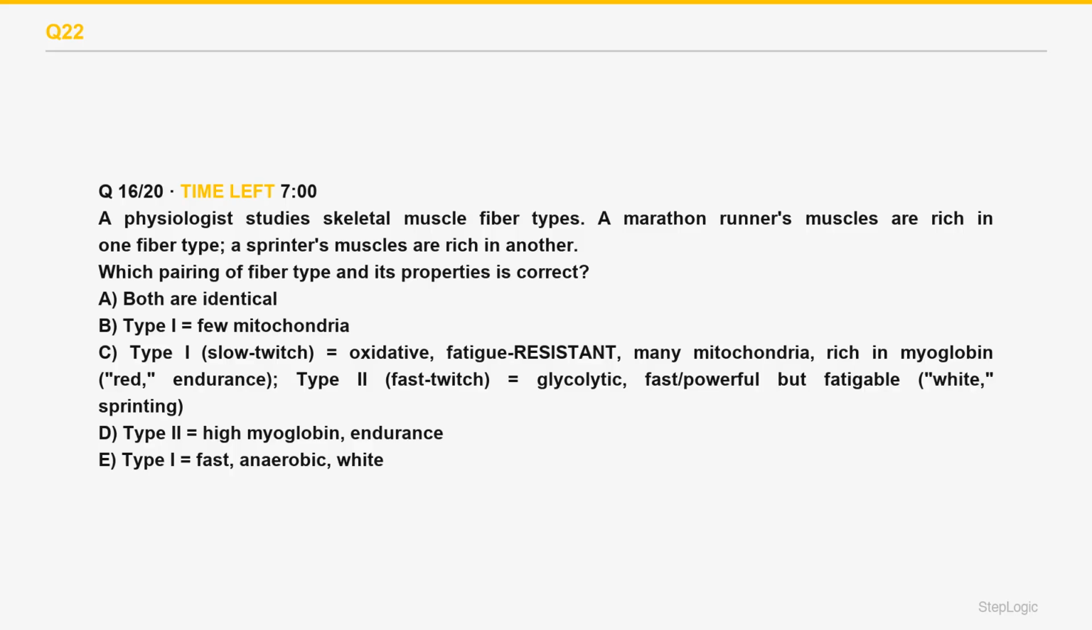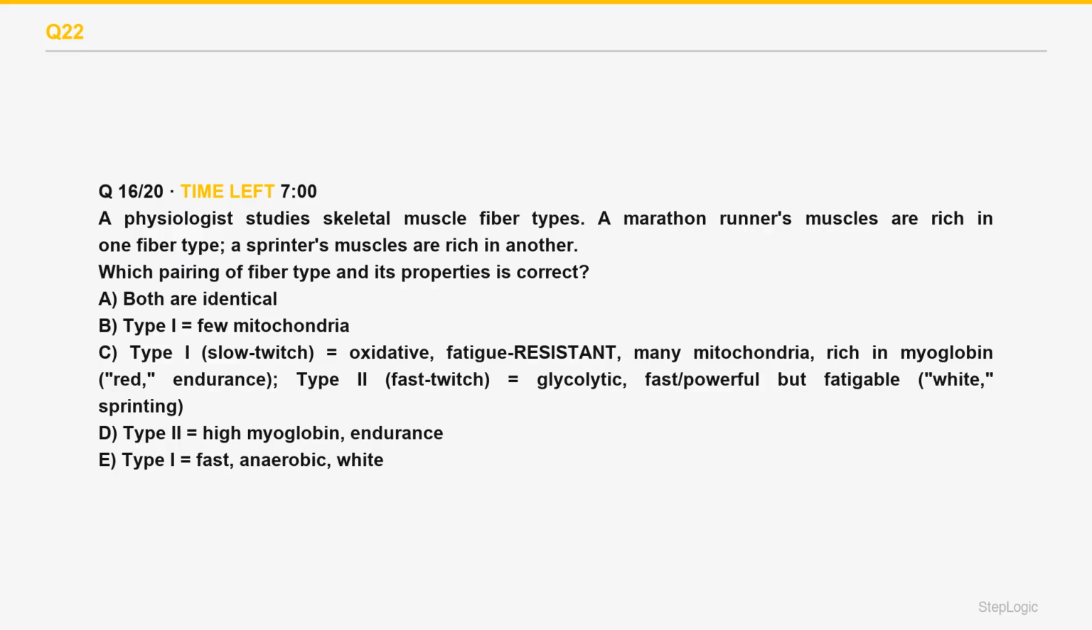Which pairing of fiber type and its properties is correct? A physiologist studies skeletal muscle fiber types. A marathon runner's muscles are rich in one fiber type. A sprinter's muscles are rich in another. Read the command. Which fiber type pairing is correct?